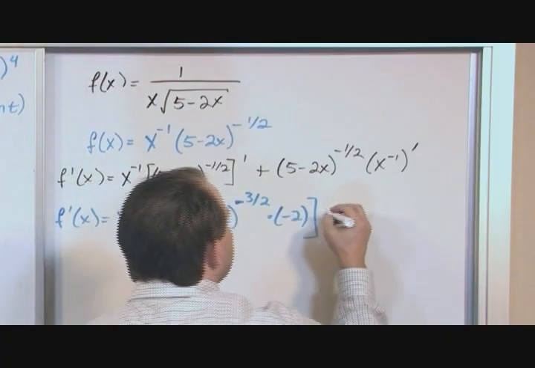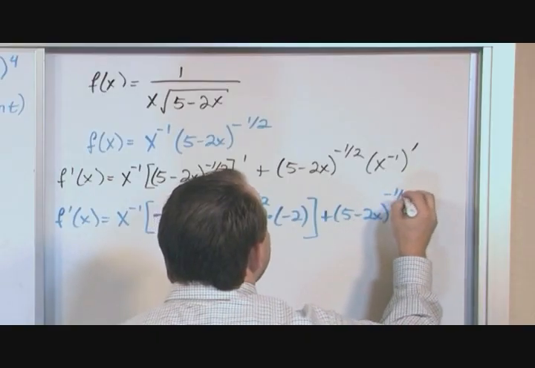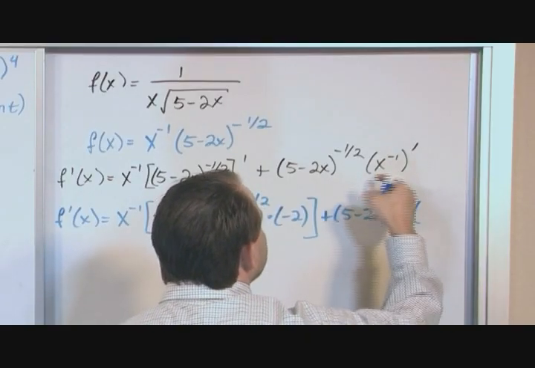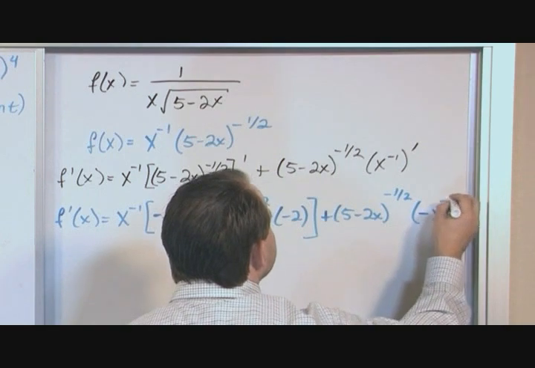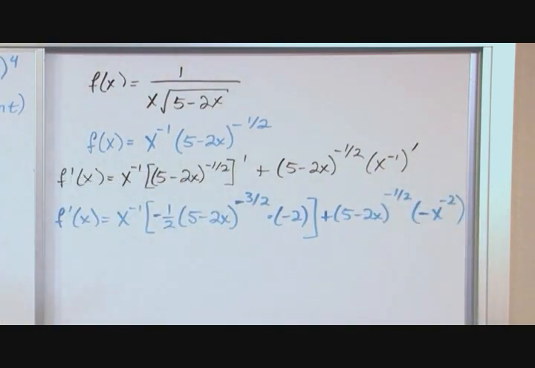But then here I have 5 minus 2x to the negative 1/2. And then here, what is the derivative of this? It's negative x to the negative 2. Take the negative 1 down, subtract 1 off the exponent. All right, so that is essentially the answer. If we were going to just stop right there, if you had 5 minutes left in your test, that's the answer.